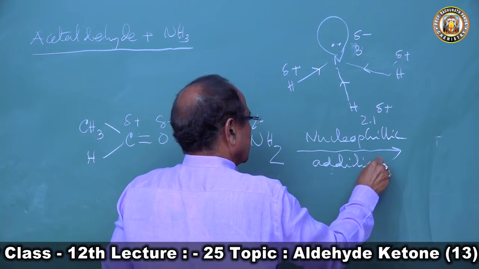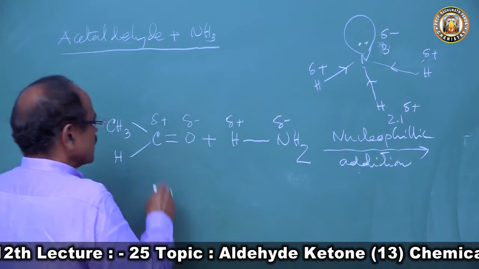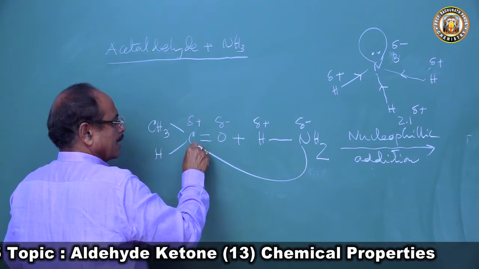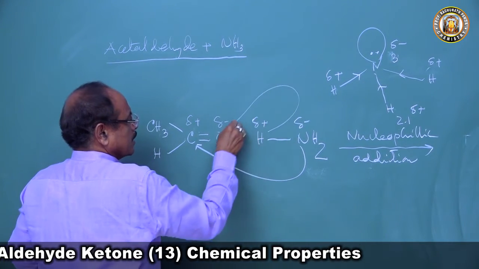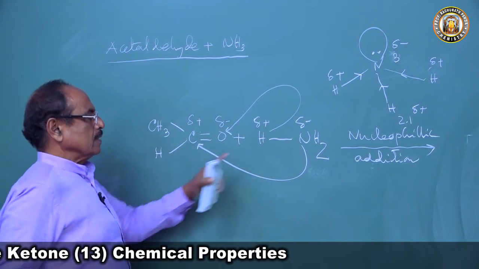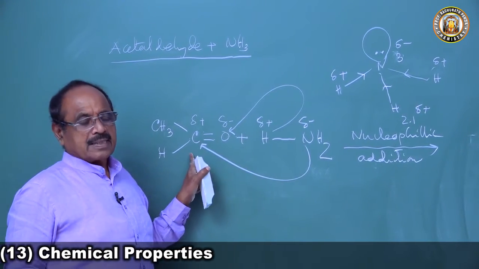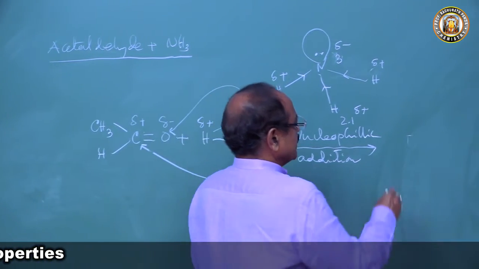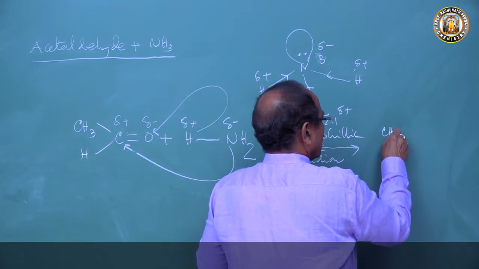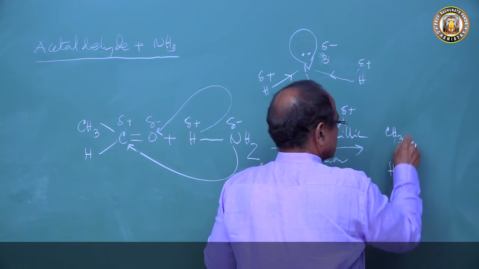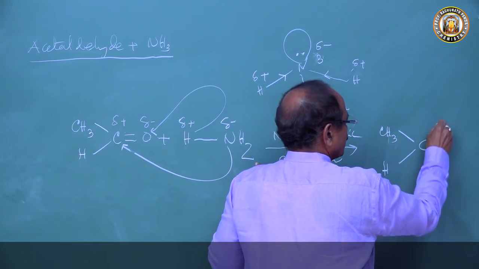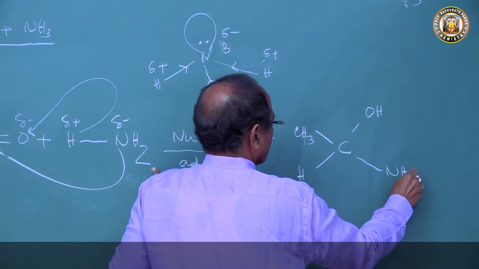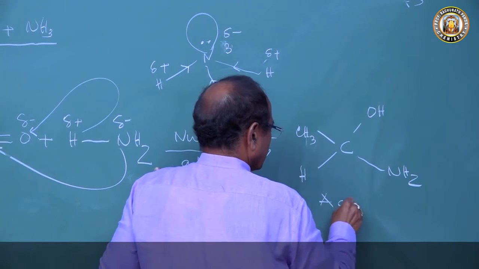What happens? This carbon atom has delta positive charge, so the NH2 attacks carbon and H attacks O. First the nucleophile will be added, then the H will be added. So this will now form CH3CH(OH)NH2. This is called acetaldehyde ammonia.